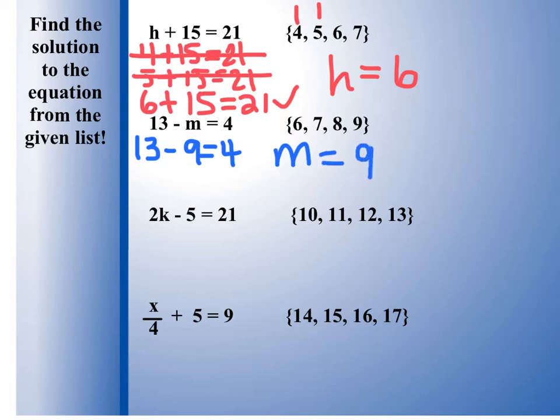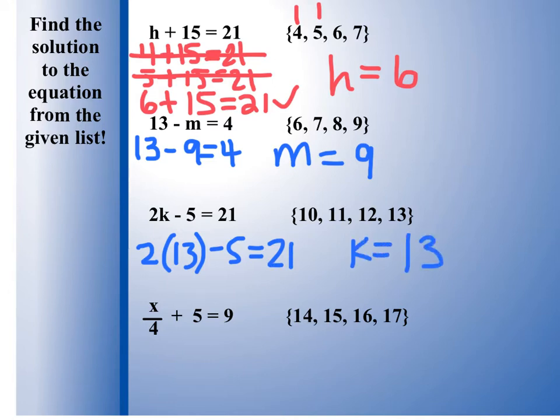All right, for the next one, the correct answer is 13. 2 times 13 minus 5 is how we get 21, so K equals 13. And for the last problem, X is equal to 16. 16 divided by 4 is 4, plus 5 is equal to 9, so X is equal to 16.